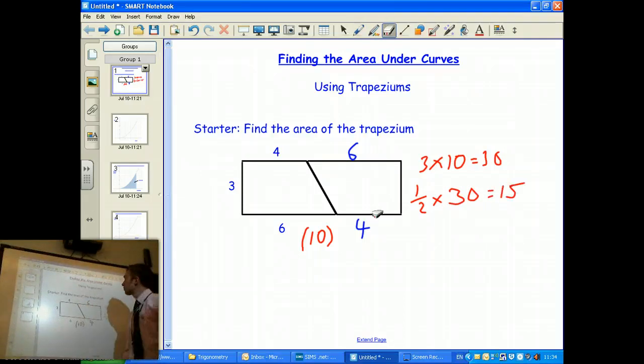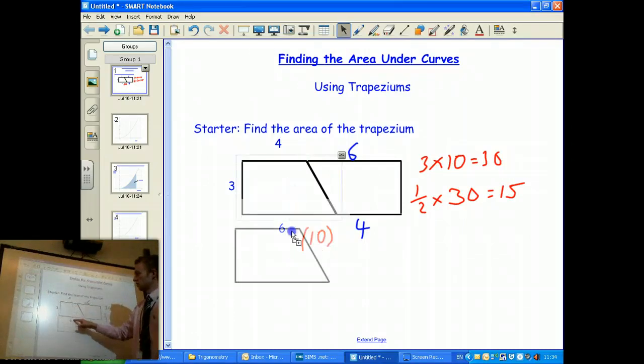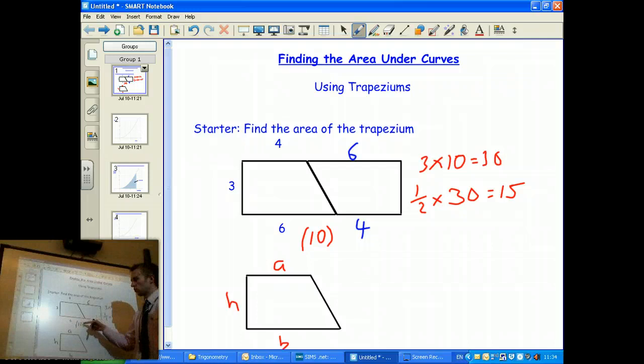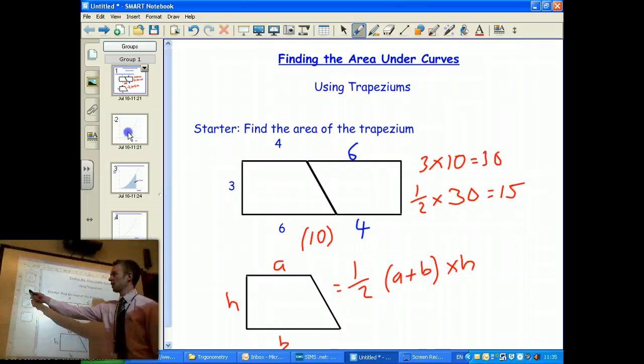And then a general formula for the area of a trapezium: if we take one of these here, and I call this A, this B, and this the height. What we did is first of all the 6 plus 4, so we add that up. So we've got A plus B, and then we times that by the 3, so times that by the height, and then obviously just halved it all. So the area of a trapezium is a half, you do the A plus B, and then times by the height. If you've forgotten how to do that, go back, have a look on My Maths.